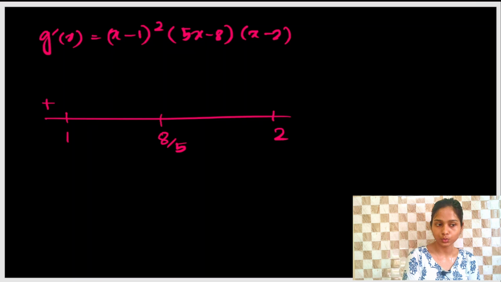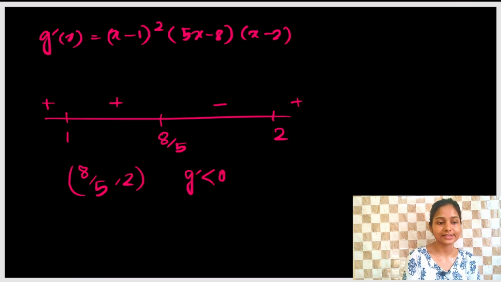Again, between 1 to 8 by 5, this one is positive, but these two are always negative. So that means this one will be positive again. But between 8 by 5 to 2, this one will be positive, this one negative. So positive into negative means negative, and this one is positive, so this will remain negative. And after 2, what will happen? This one will be positive, this one will be positive and this one positive, so positive. Therefore, in this interval 8 by 5 and 2, g dash is negative.